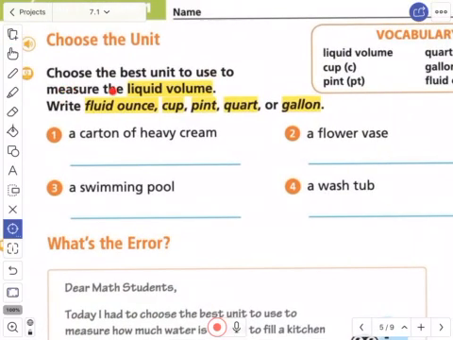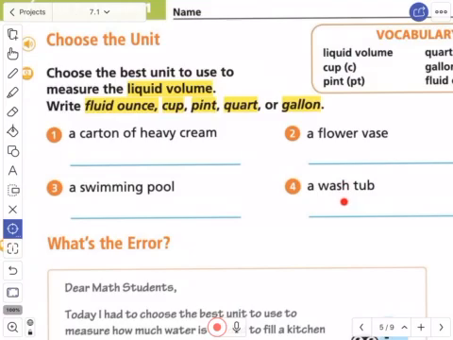Okay, on the sheet, choose the best unit to use to measure the liquid volume. So write fluid ounce, cup, pint, quart, or gallon. Of these four items, you're going to have to think, how would you measure them? So for a carton of heavy cream, would you use fluid ounce, cup, pint, quart, or gallon? Okay. Number 2, a flower vase. 3, a swimming pool. 4, a wash tub. And some of these might have more than one answer. So you can put more than one answer here if you want to.